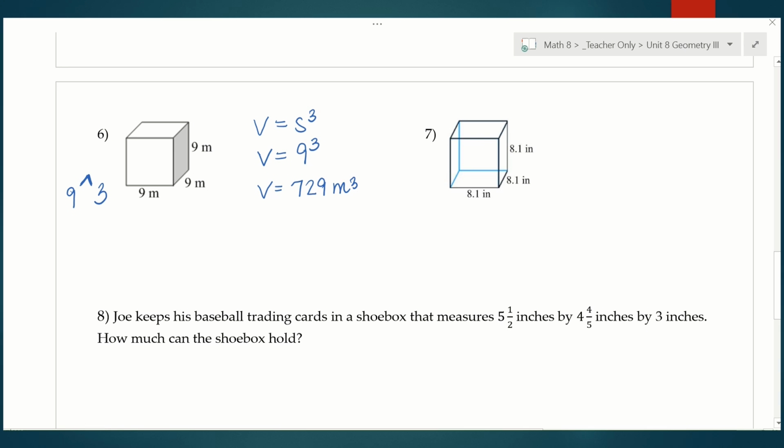Now, remember, if you forget how to use the caret key, you could just type in 9 times 9 times 9. Okay, it's not a big deal. It's not like we're doing 9 to the 10th power. Okay, number 7, same thing.